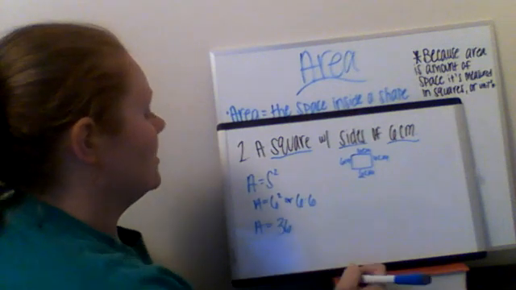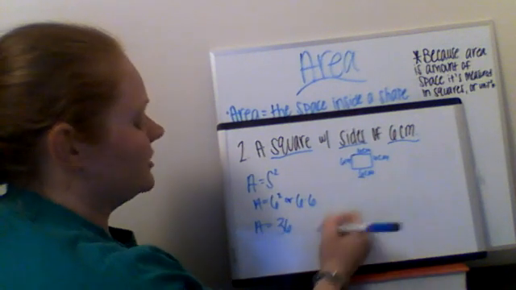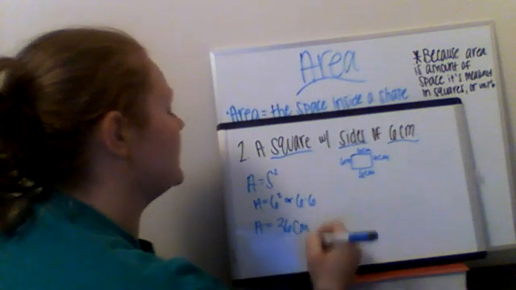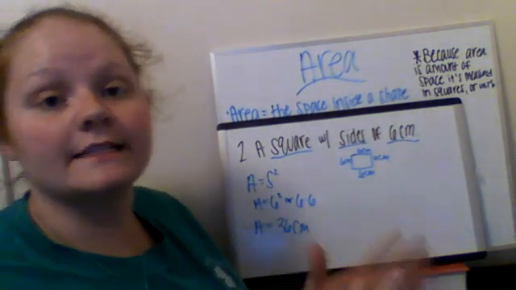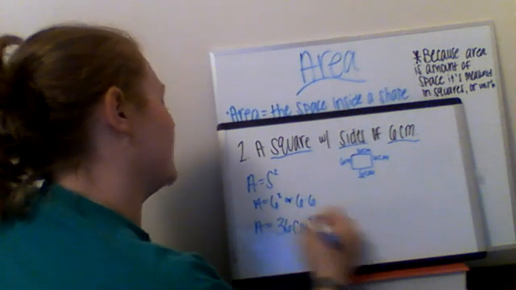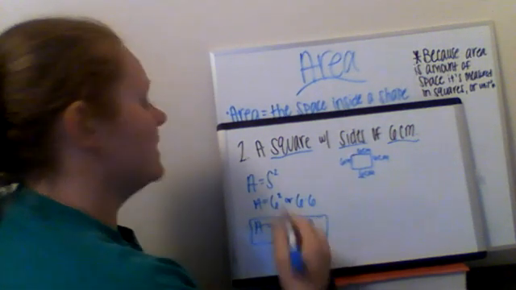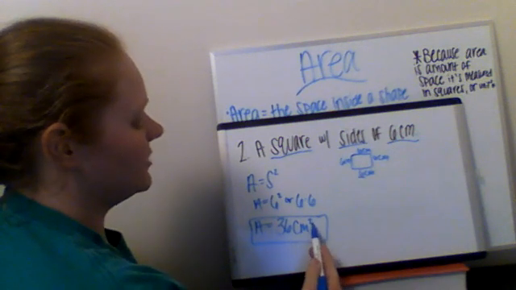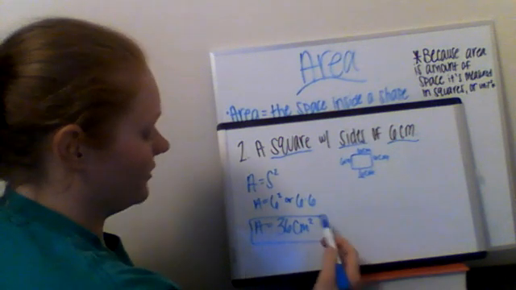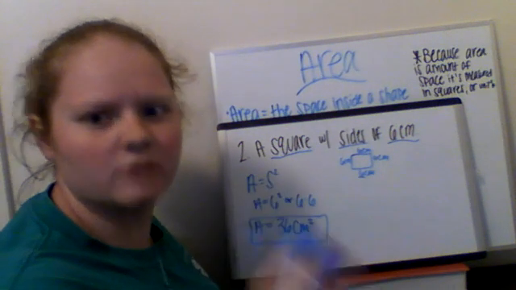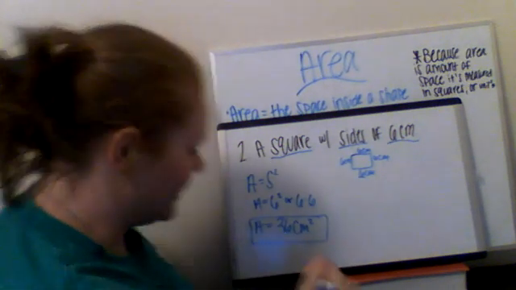So I'm going to bring my units over, and my units are centimeters. And remember, in area, you're using units squared, so I'm going to square my units. So my area of a square that has sides of 6 centimeters is 36 centimeters cubed, or squared. Or no, it's centimeters cubed, or centimeters squared. Sorry guys, I'm having a rough day today.